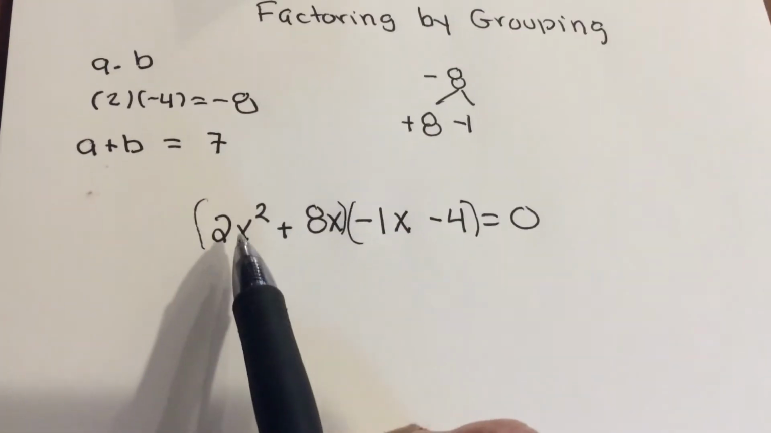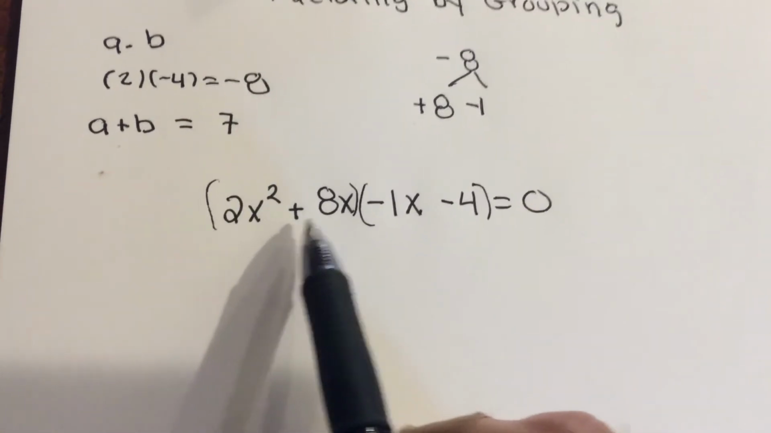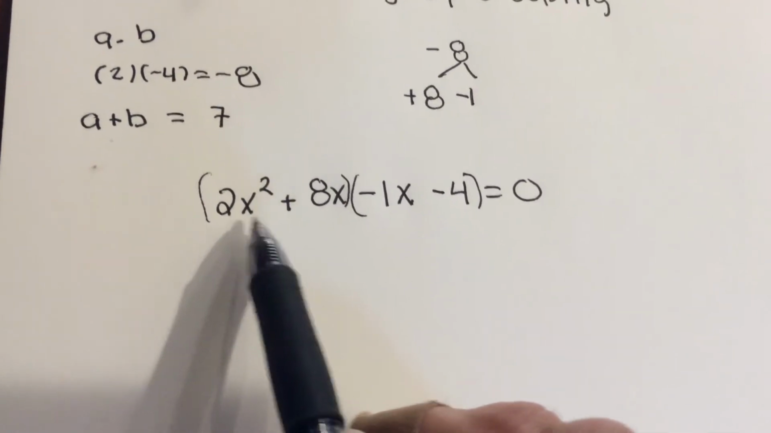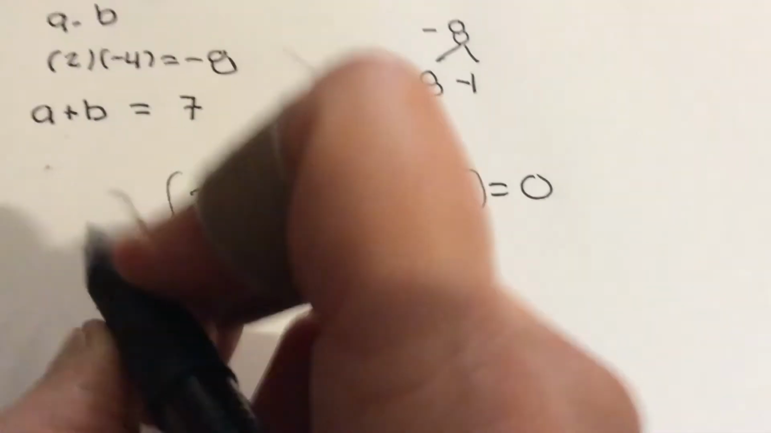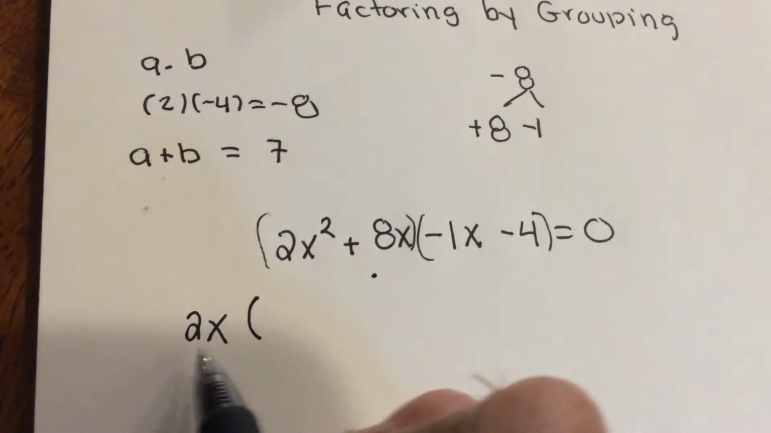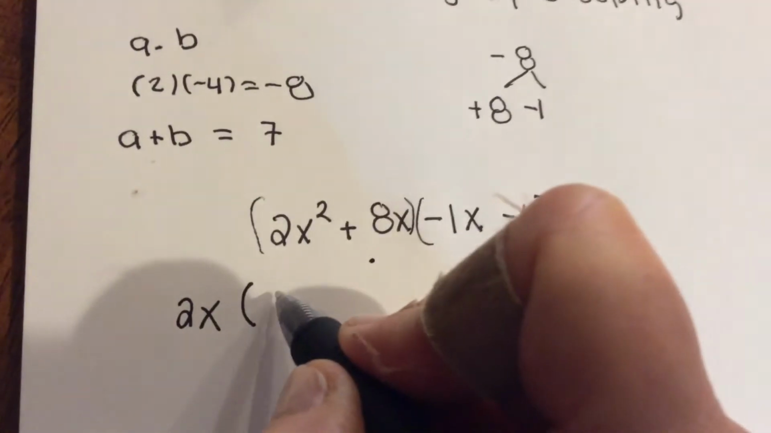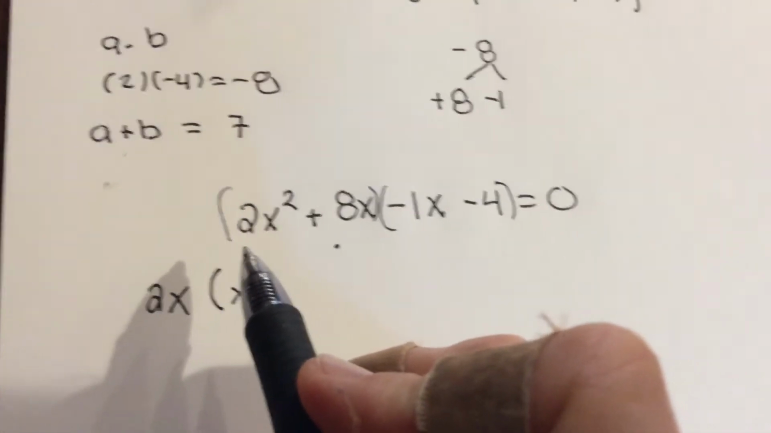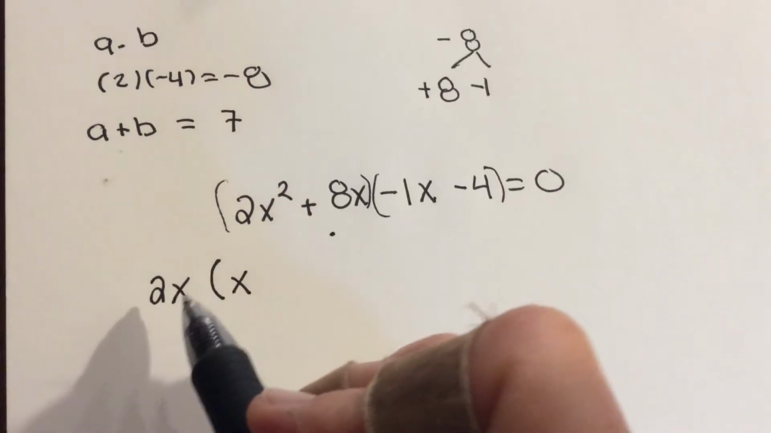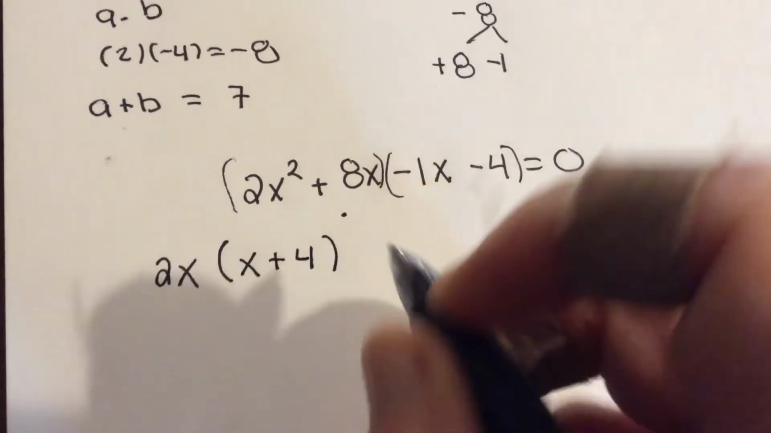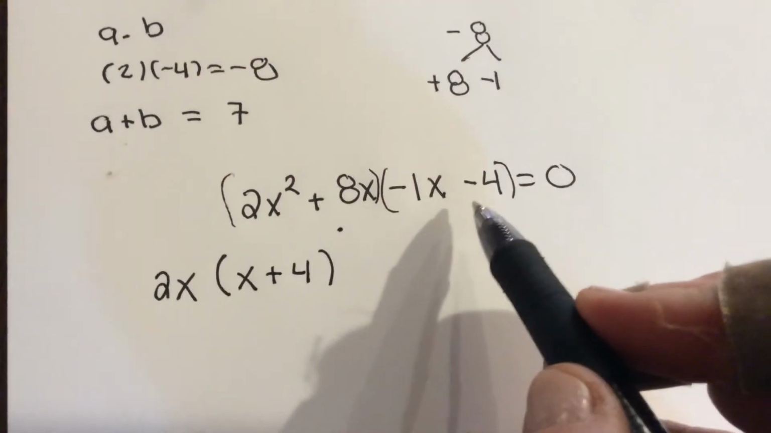What is common between 2x squared and 8x? They're both divisible by 2, and they're both divisible by an x. So I'm going to factor out a 2x. What times 2x gives me 2x squared? An x. 2x times x is 2x squared. What times 2x gives me 8x? A positive 4.